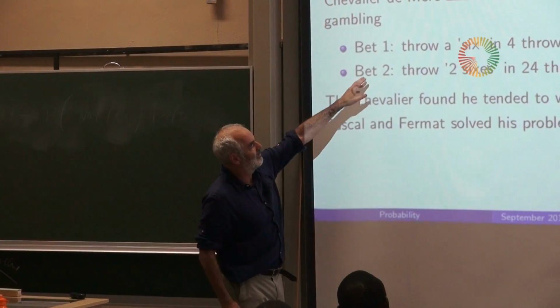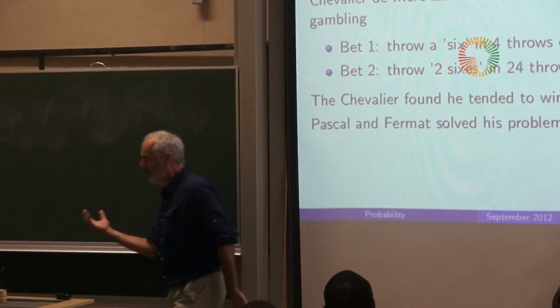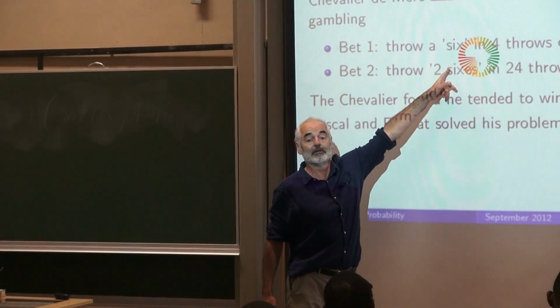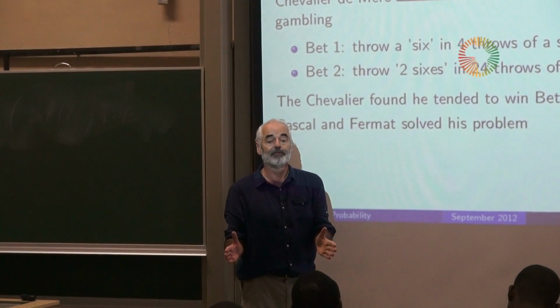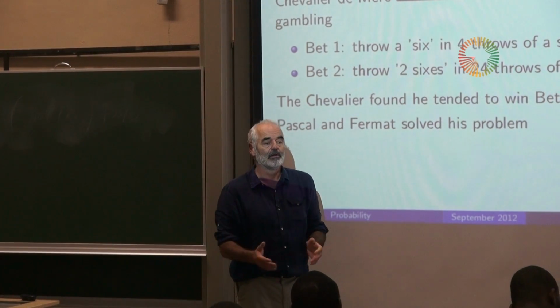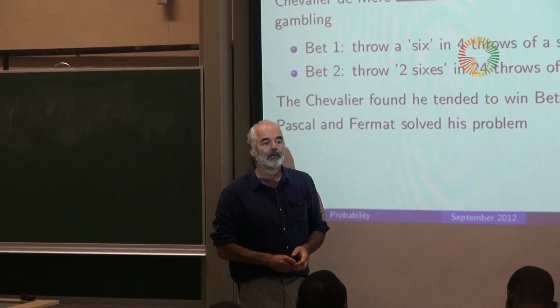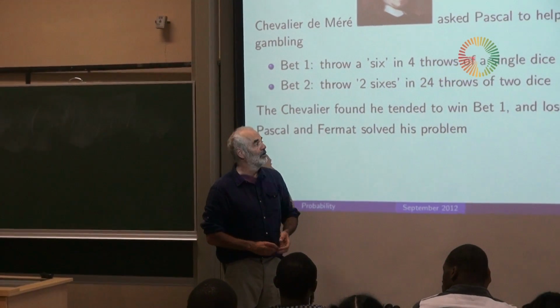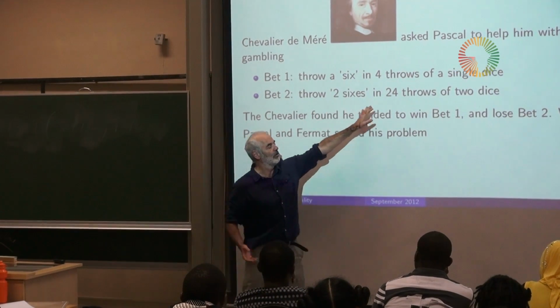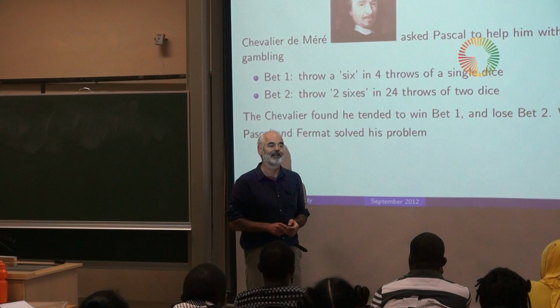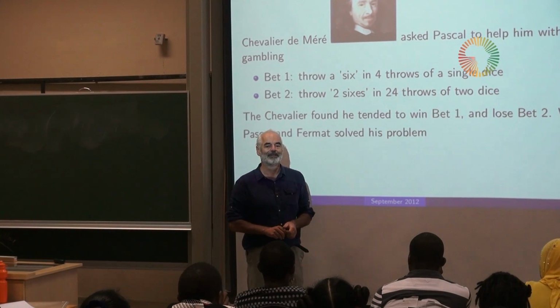And he used to bet people that he could throw a dice 4 times and get a 6 at some point during the 4. So, at least one 6 in 4 throws. And he used to think he could do that. And he also used to play another game where he used to throw 2 dice 24 times and bet that he could get a double 6 in that time.